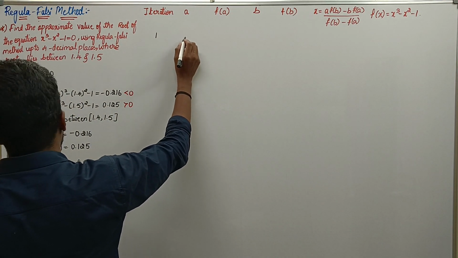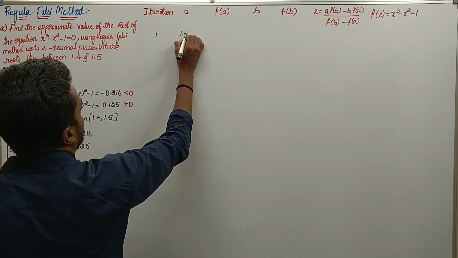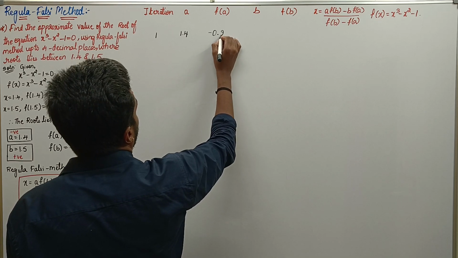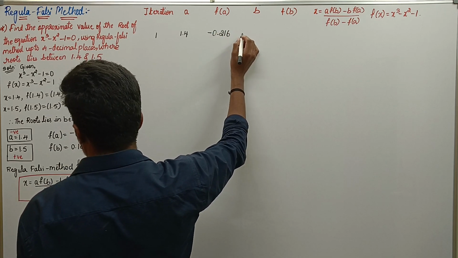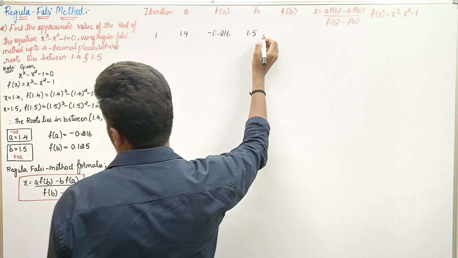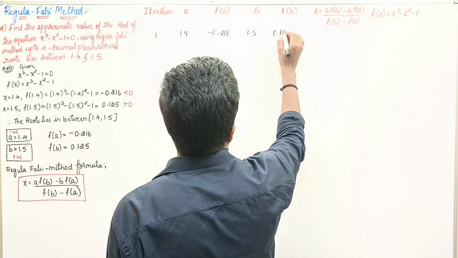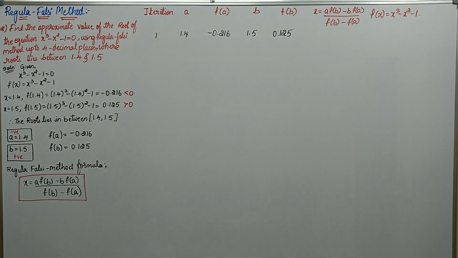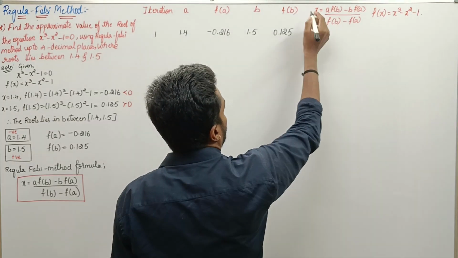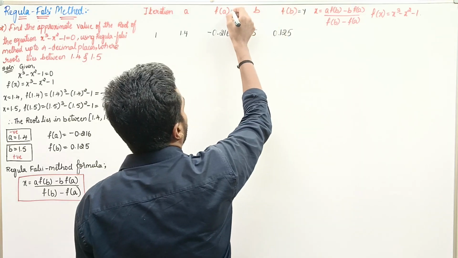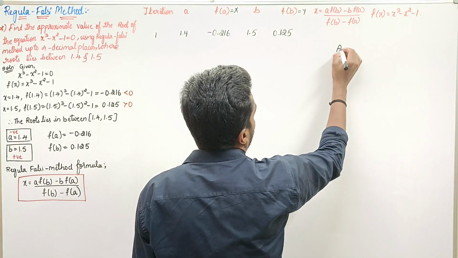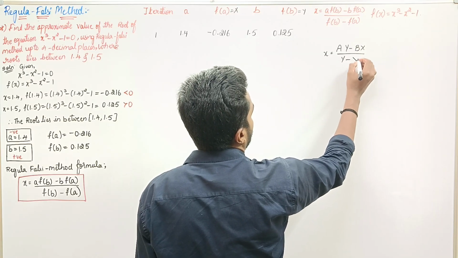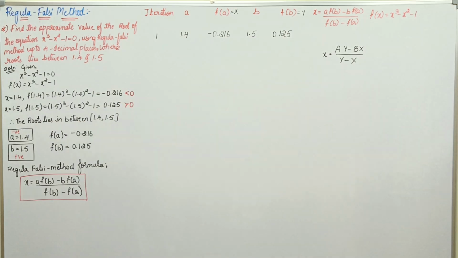First, let us find the first approximation. a is 1.4 and f of a is minus 0.216. b is 1.5 and f of b is 0.125. Using the calculator, let us find the value of x. I am going to represent f of b as y and f of a as x. That is, x equal to a into y minus b into x divided by y minus x. I am going to find the solution.